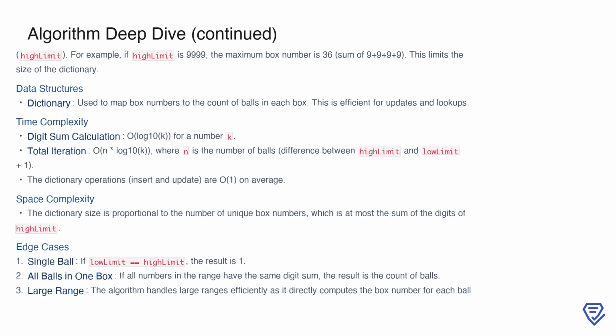The space complexity is proportional to the number of unique box numbers, which is at most the sum of digits of high limit. This ensures the algorithm can handle large ranges effectively. Edge cases include scenarios like having only one ball, where the result is naturally 1, or when all numbers fall into the same box, resulting in the count of balls as the output.